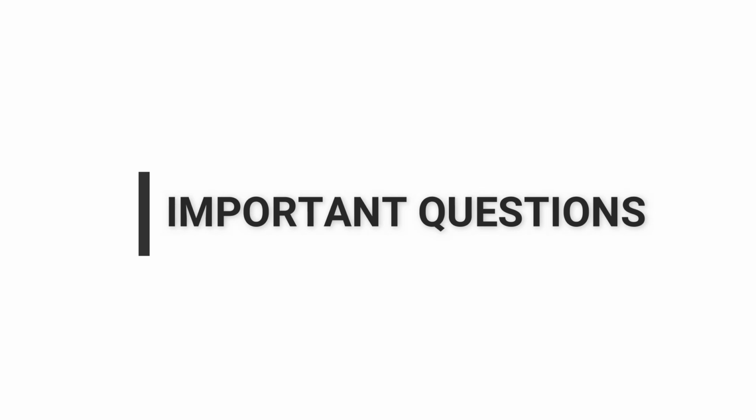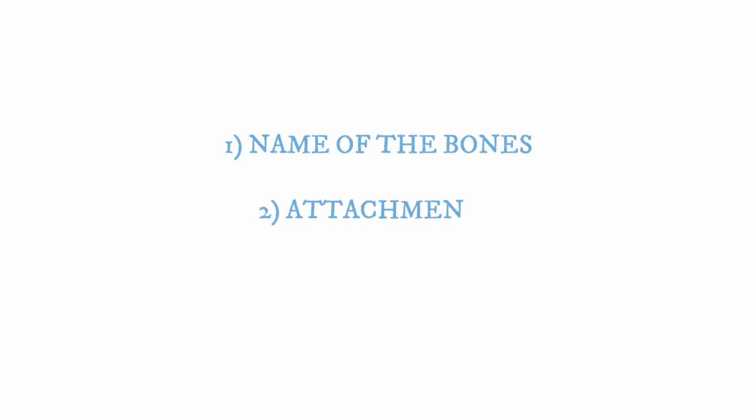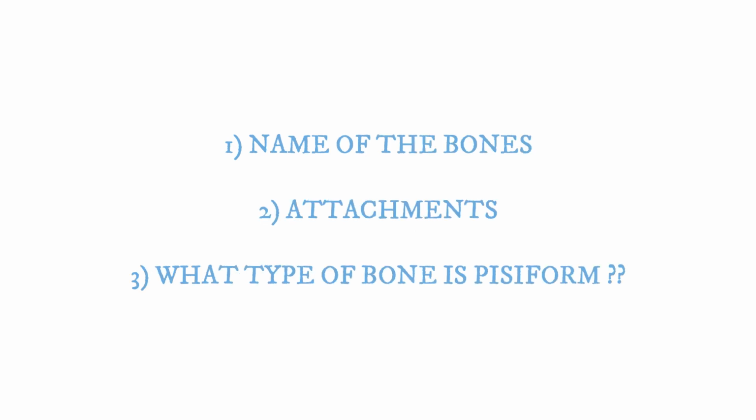So the important questions your external may ask are, first, the names of all the bones specifically you have to know. The attachments you have to know. What type of bone is the pisiform bone and any other example of that bone. So these are all the things your examiner will ask.